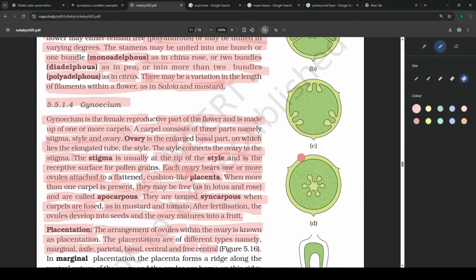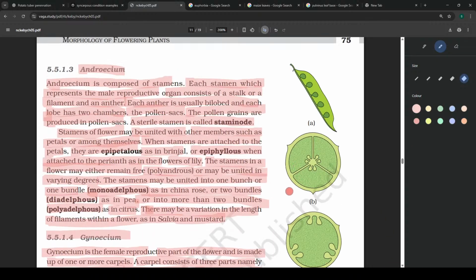Okay, let's see the diagram first. This is a pea plant. This is the ovary. In this ovary, the ovules are arranged at the margin of the ovary. That is why this is called marginal placentation.